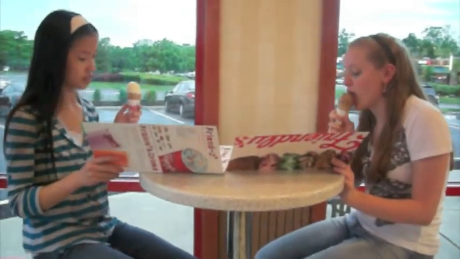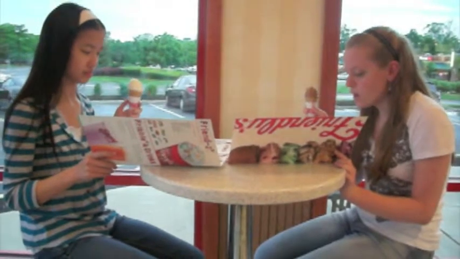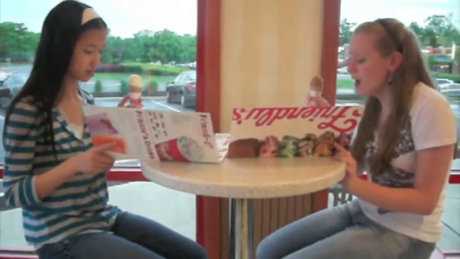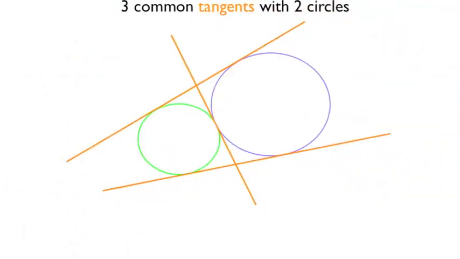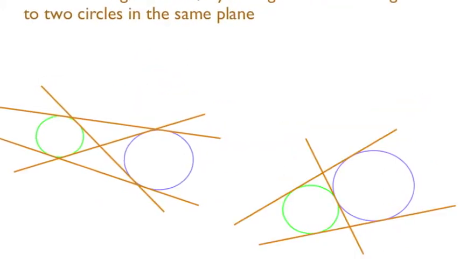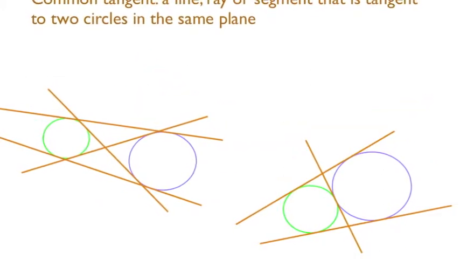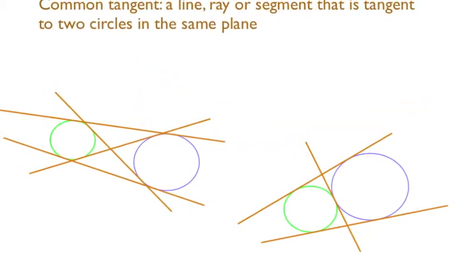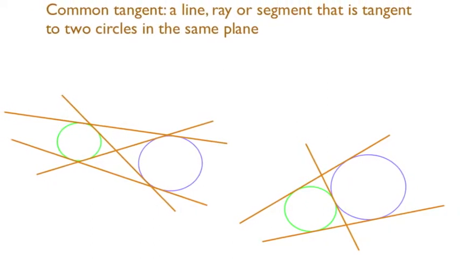Is there anything else that you don't understand? Just one more thing. Why are non-tangent circles non-tangent circles? For example, you could always make at least one tangent with a circle. You know what a common tangent is. Remember, it's a line, ray, or segment that is tangent to two circles in the same plane.